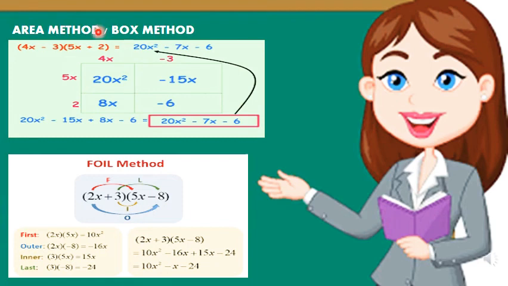Hope all of you understood this area method, which is also called the box method, which we are using to multiply two binomials. Now you will be learning the second method, which is called the FOIL method. I told you all earlier, FOIL is an acronym. So it has its own explanation like this. F means first two terms, O means outer two terms, I means inner two terms and L means last two terms.